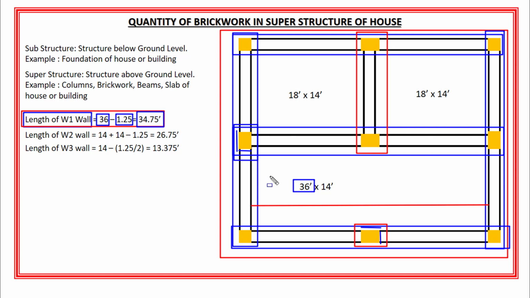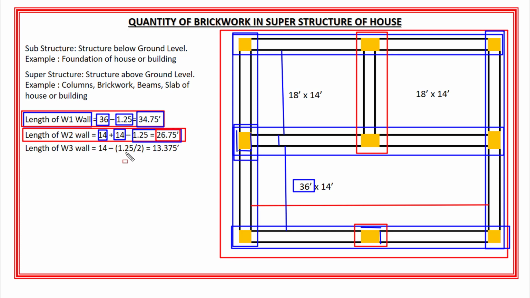Now for the length of W2 wall, again I will do the same trick here, which is I will subtract the length of this column, which is 15 inch, and we know that 15 inch is equal to 1.25 feet, from the width of this room and the width of the living room. Okay? So the length of W2 wall is equal to width of this room, which is 14 feet, plus width of the living room, which is also 14 feet, minus length of this column, which is 1.25 feet. And the length of W2 wall will become 26.75 feet, right?